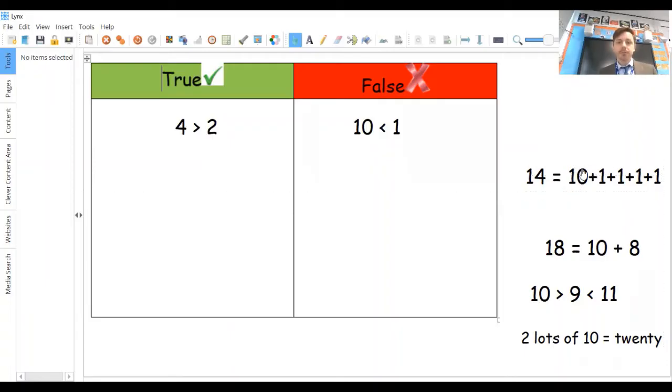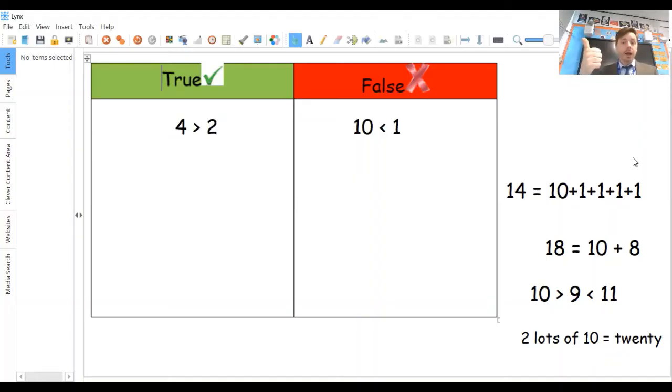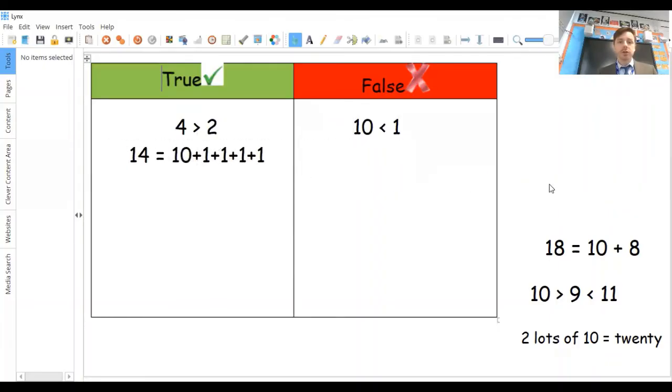The next one has the equal sign there, or equal to. So 14 is the same as 10 plus 1 plus 1 plus 1. Really you need to count on, 10 in your head, counting on your fingers, 10, 11, 12, 13, 14. Yes, you're right, that is true. So that goes into the true side.